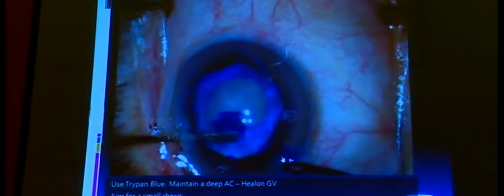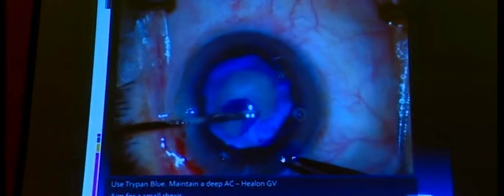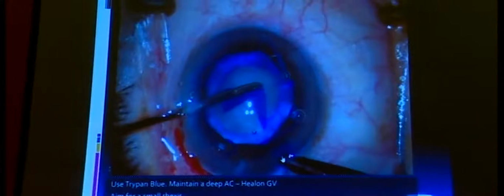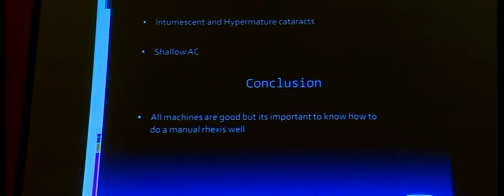So this is just completing the Rexis with the 23 gauge forceps, which is shown over here, and you get a relatively good round Rexis. So the drawback of a manual Rexis is basically in these intumescent and hypermature cataracts or in cataracts with a shallow anterior chamber. The conclusion is that yes, all technologies have their role to play. Just now I use both the Femto and the Zepto as well. But at the end of the day, we are all surgeons and we should know how to get away when we don't have that technology available. So a manual Rexis, knowing how to do it well, is extremely important. Thank you.